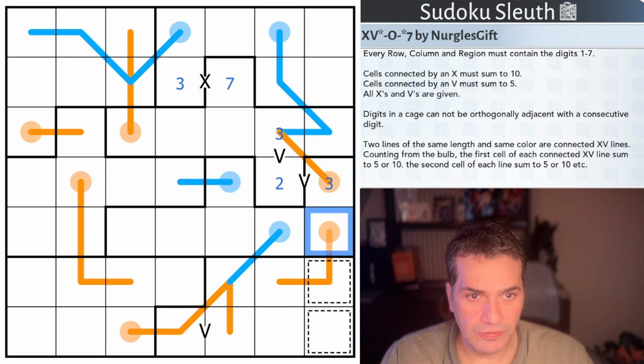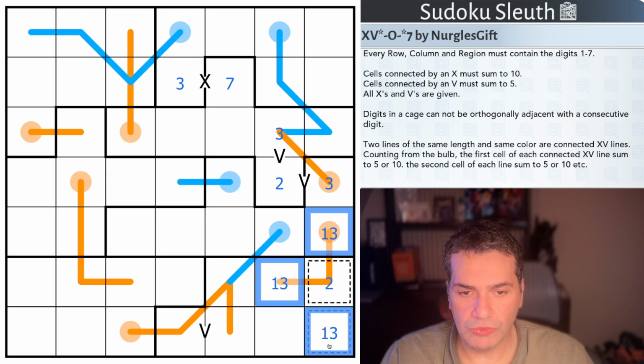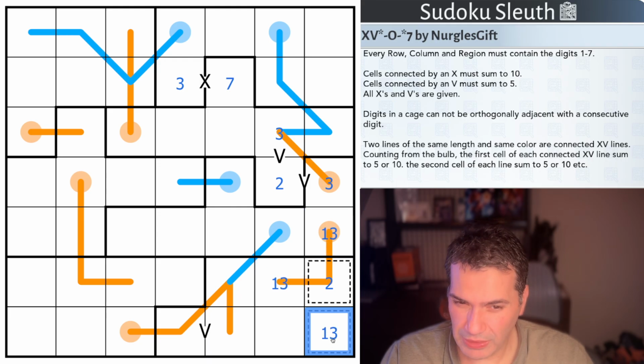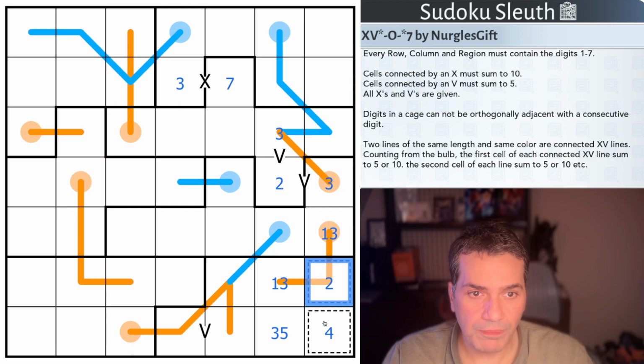Then we have digits in a cage cannot be orthogonally adjacent with any consecutive digit. So let's make an assumption here. If this is 2, none of these cells could be 1 or 3. And I'm kind of assuming the other cage cell is the same. And if this is 1 or 3, let's just say, for the sake of argument, it can't be 1 or 3. Let's say it's 4. This couldn't be 3 or 5 because that would break, and this could be 3 or 5, and it isn't.